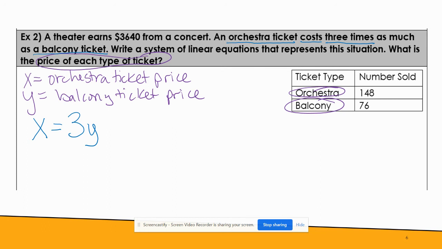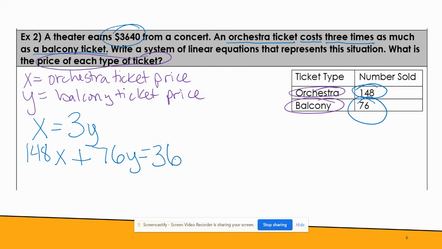So now I have to do something with the 3,640. How did we get that 3,640? Well, we got it from selling tickets. What did we sell? Well, we sold 148 orchestra tickets and 76 balcony tickets for a total of $3,640. So there is my system.